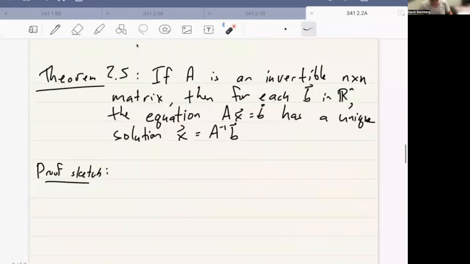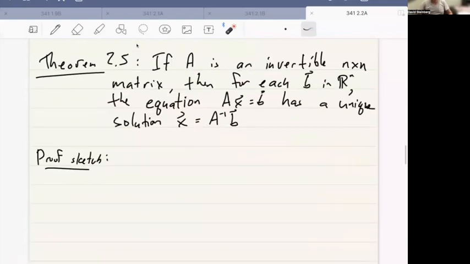Okay, next theorem. If A is an invertible n-by-n matrix, then for each vector B in Rn, the equation that we're so interested in, Ax is equal to B, has a unique solution. That solution is just A inverse B. And so where does this come from? Again, you should think of all we're trying to do as recreating the algebra we know and love from high school in this new context.